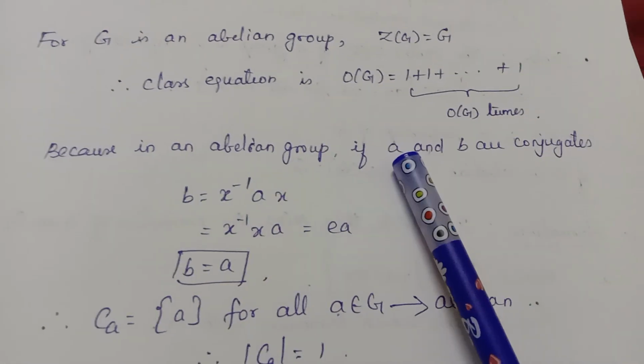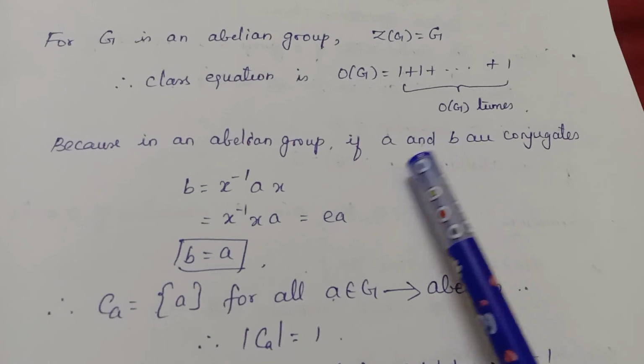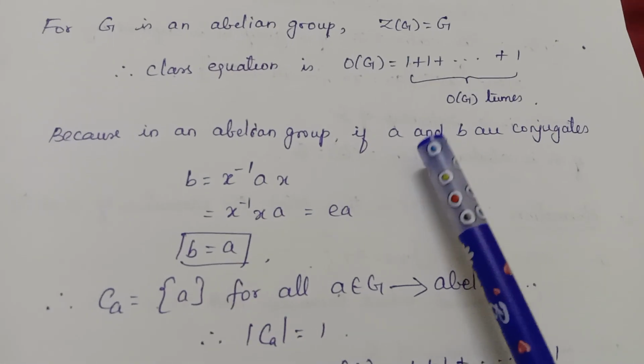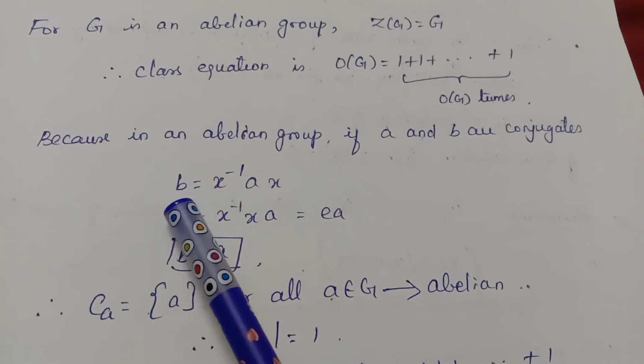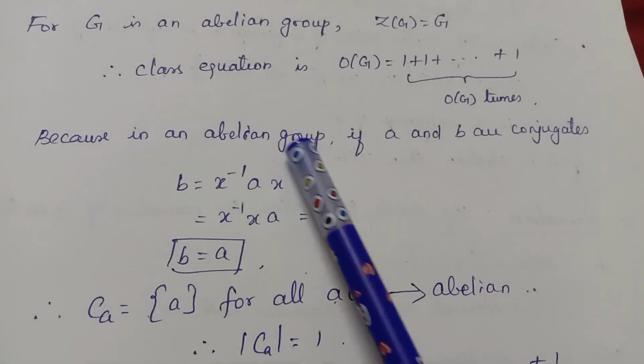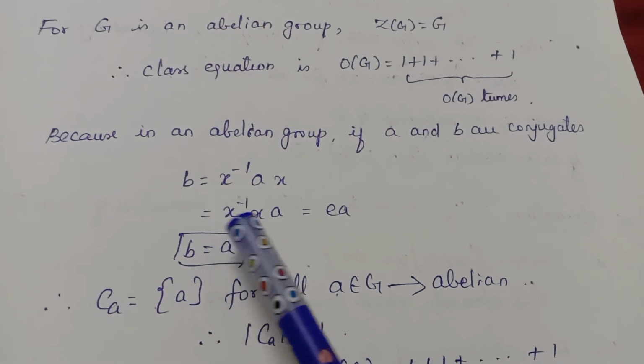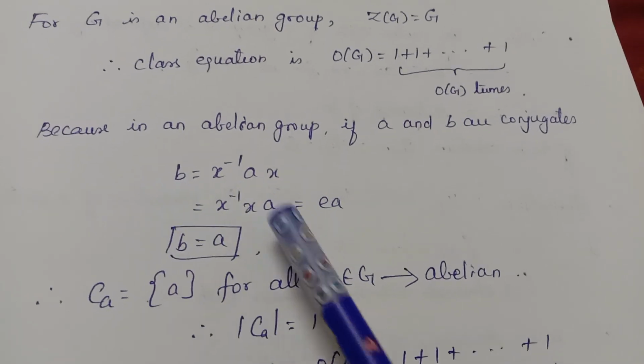When the group is abelian, two elements are conjugate if and only if they are equal. If it is an abelian group and you take B equal to x inverse AX, then AX can be rewritten as XA. So B equals A.